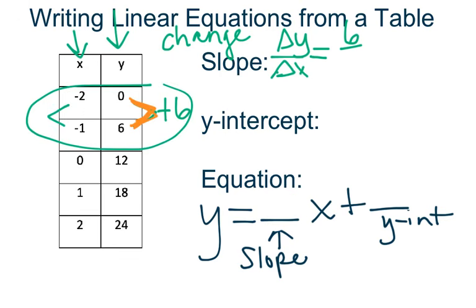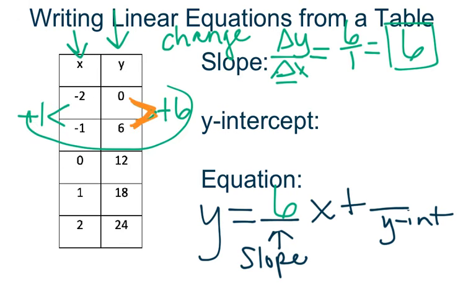So let's do that. Between -2 and -1, that increased by 1. It's not always going to increase by 1, so don't get tricked there. So for delta x, we're going to put a positive 1. And then 6 divided by 1 is actually just the whole number 6. So we're going to put that in our slope.